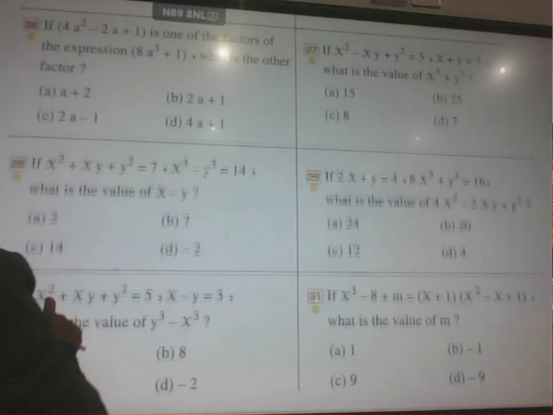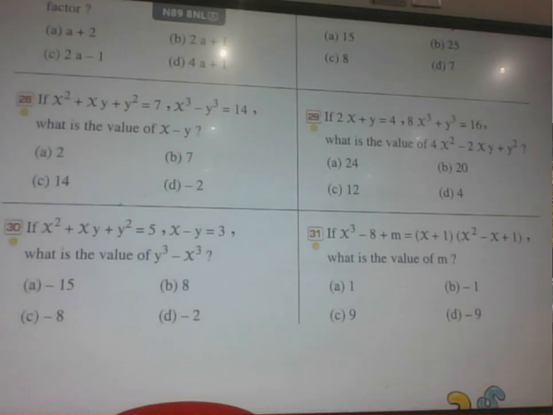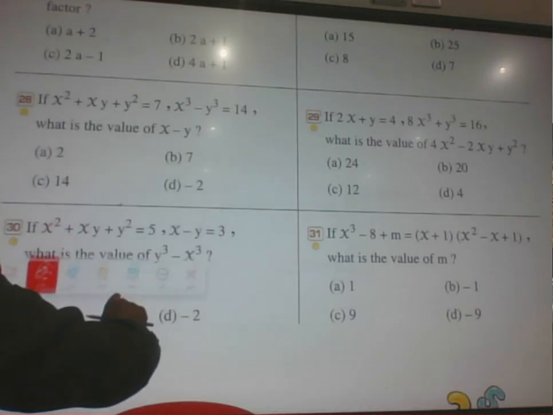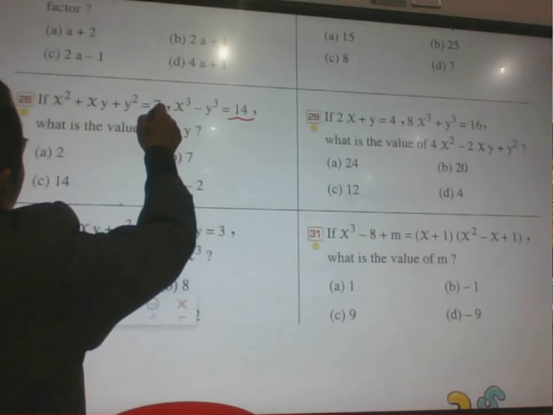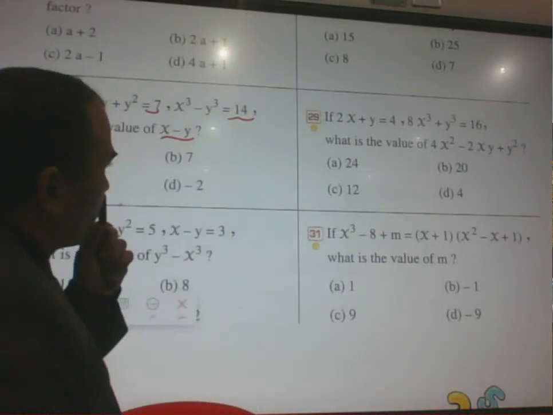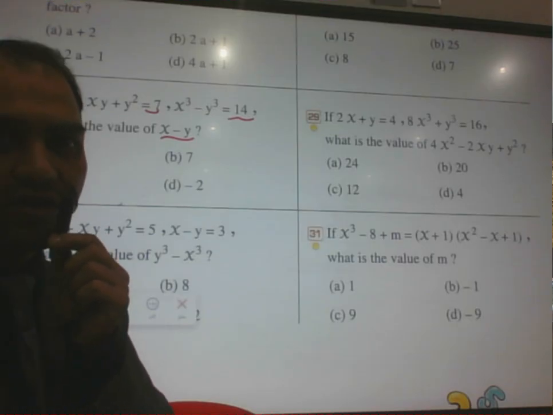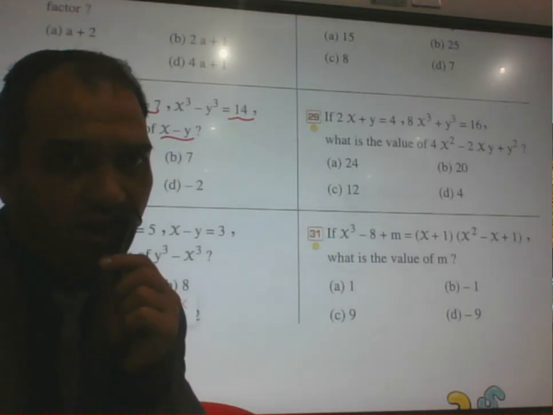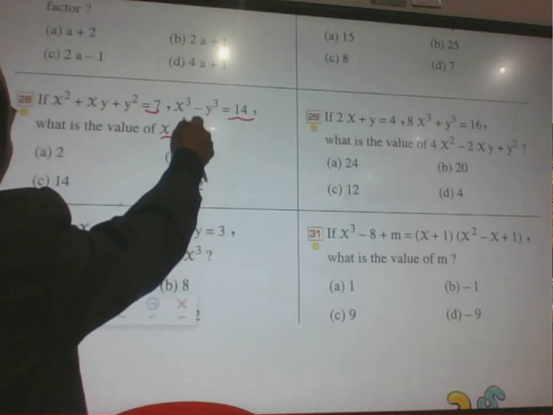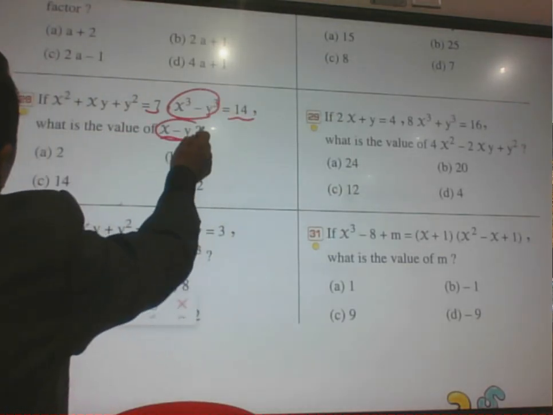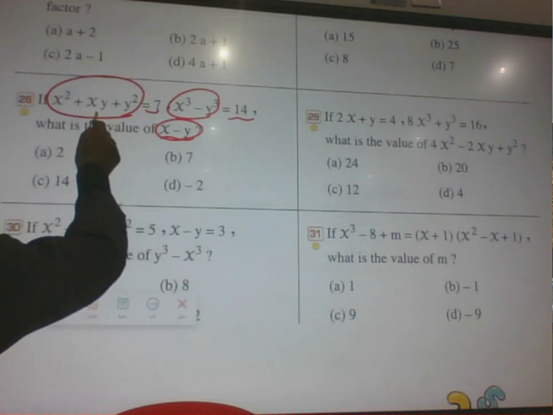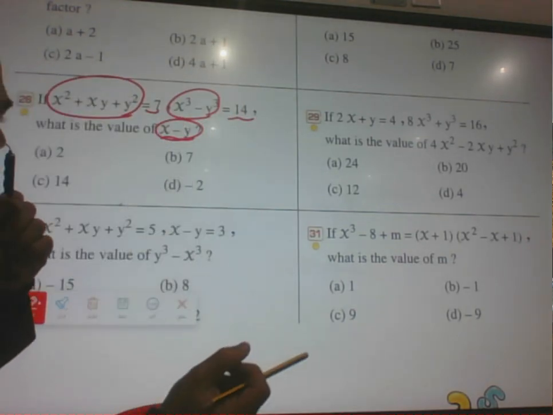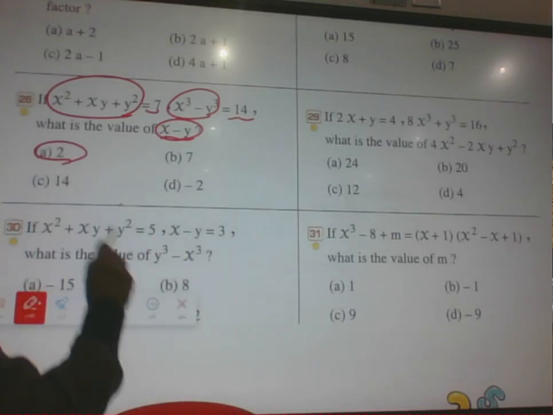Now we will go with number 28. If x² + xy + y² equals 7 and x³ − y³ equals 14, we can also divide them to write x − y as the first factor. x − y will be found by dividing two numbers, 14 divided by 7 equals 2. We can divide them because in the factorization the first factor will be x − y and the second factor will be x² + xy + y². The product between them equals what? Who can tell me? 7 times what equals 14? 7 times 2. Then the answer here will be 2.